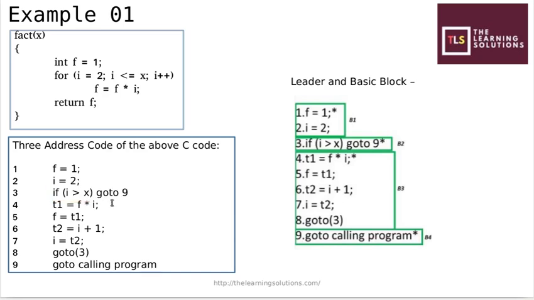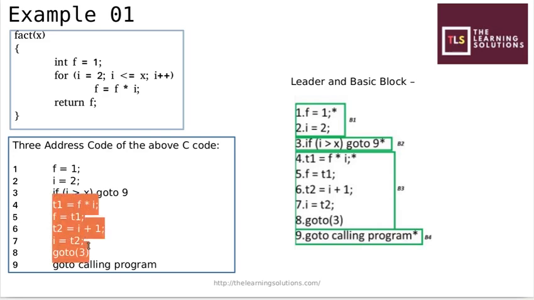Then after that again the statement immediately after go to statement will start a new block. That is rule number 3. The statement immediately after go to statement will form a new block. So statements 4, 5, 6, 7 and 8, these statements are forming the new block. So that is block number 3.